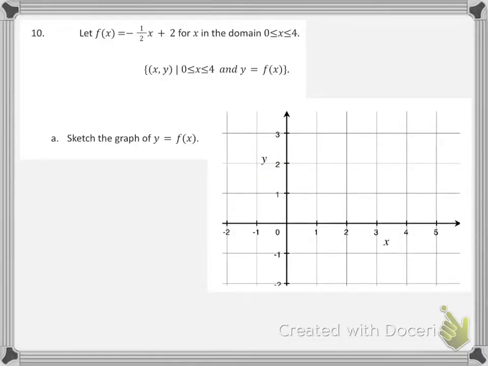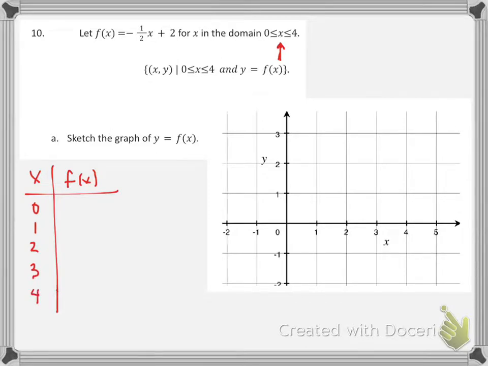Number 10. Let f of x equal negative 1/2 x plus 2 for x in the domain where, remember, start at the variable, where x is greater than or equal to 0 and less than or equal to 4. So what are those points? Well, let's make a table. Well, x would be, 0 would be the smallest one. And we can go all the way from 0 to 4. So 0, 1, 2, 3, 4.